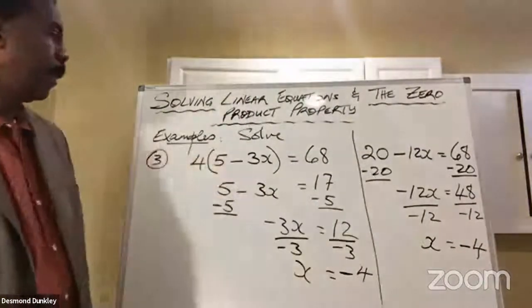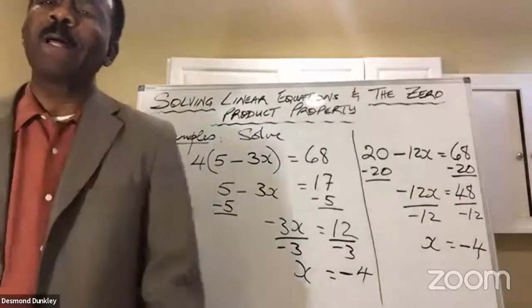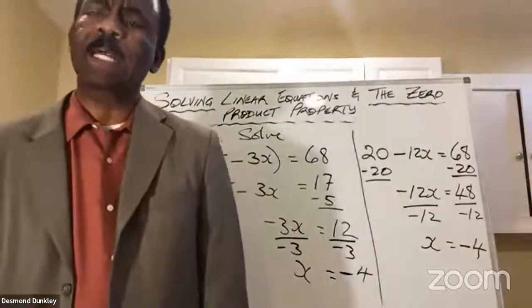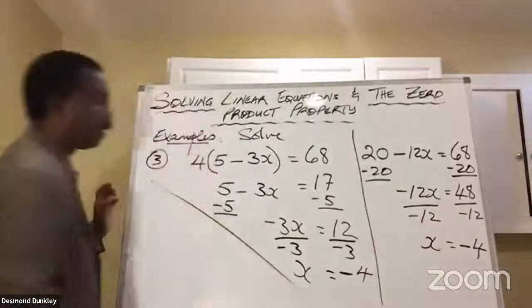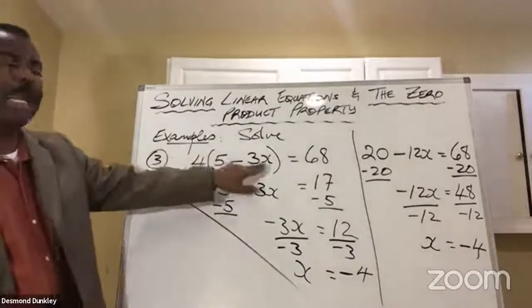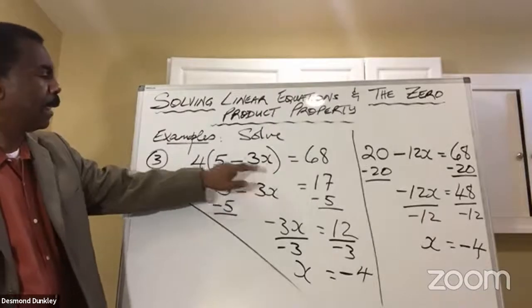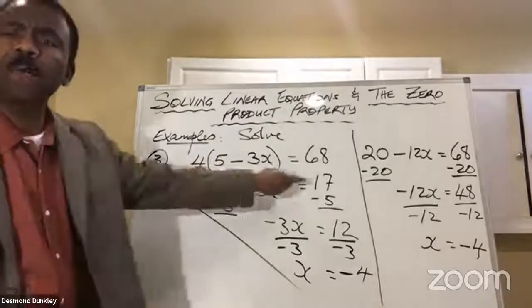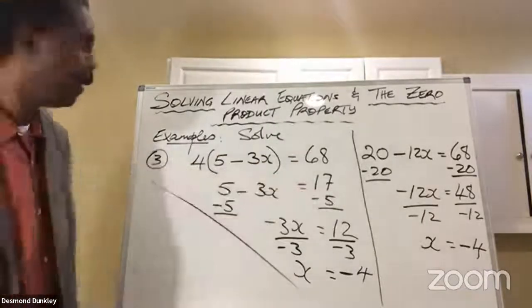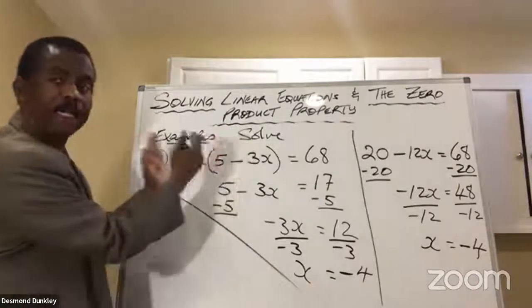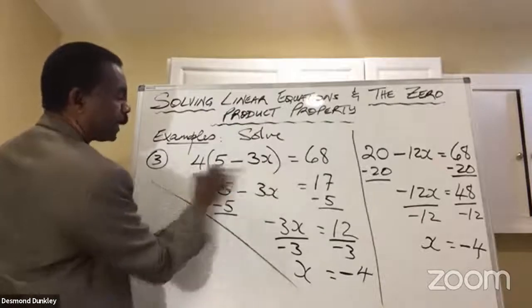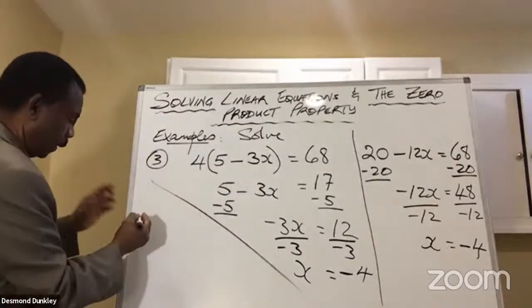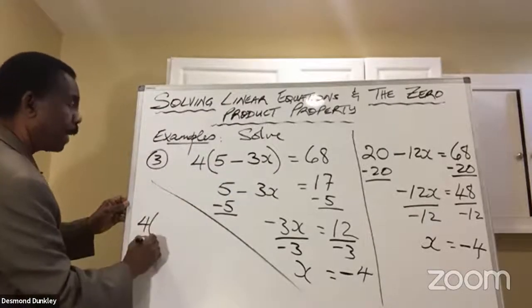Same answer. Now, somebody will say to me, oh, let's check to see if it's correct. Let's check to see if our answer is correct. We go back and plug in the -4 where we see x and see if the left side turns out to be 68. So we're going to work on the left side and see if we get 68. If it's correct, then this should be 68. Let's go.